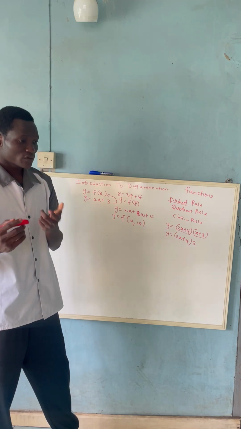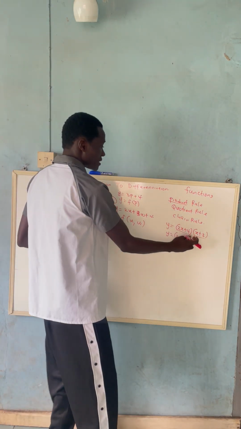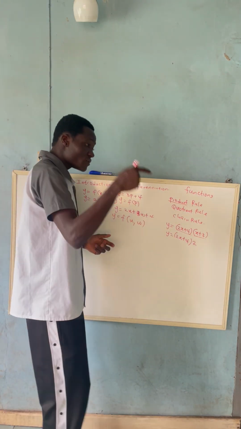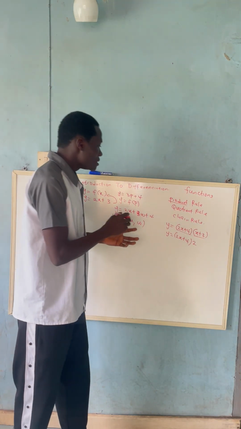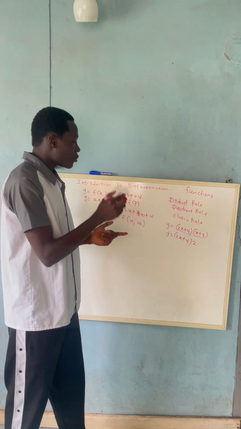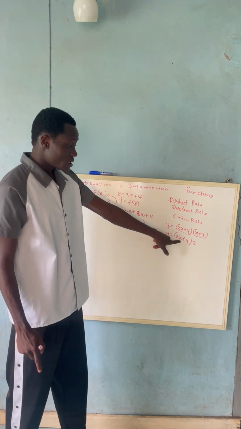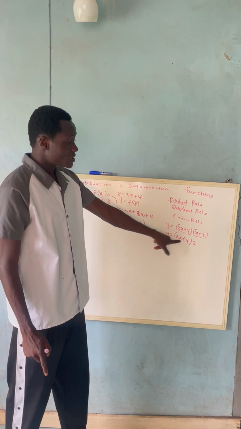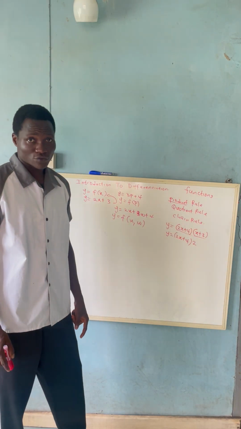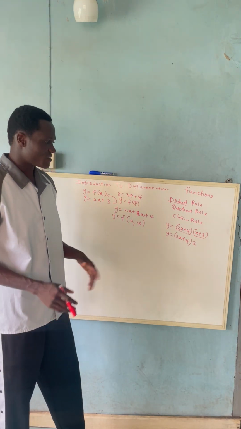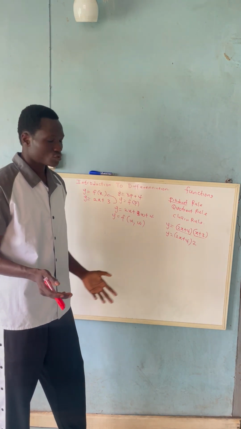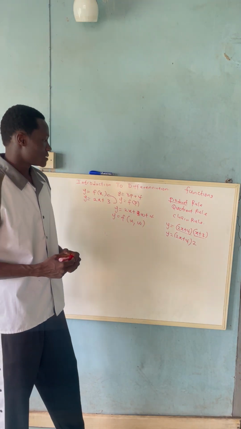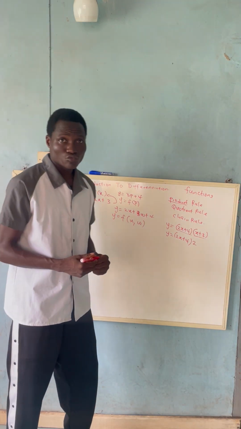So the two conditions I'm trying to say are that the two functions must be with respect to the same independent variable, or one of them must have the independent variable and the other one is a constant function. In those two cases, we can solve them with the product rule. And let's now see the product rule formula.